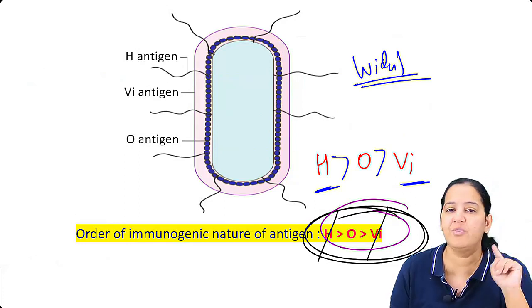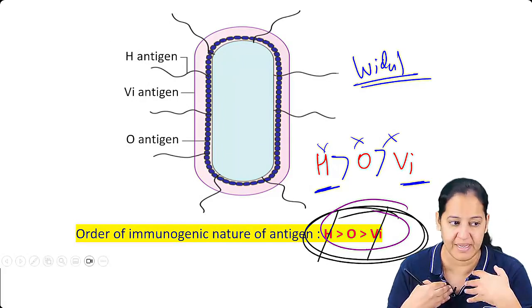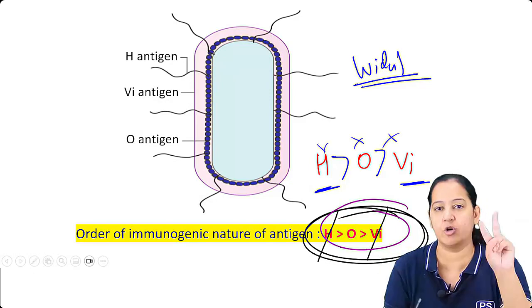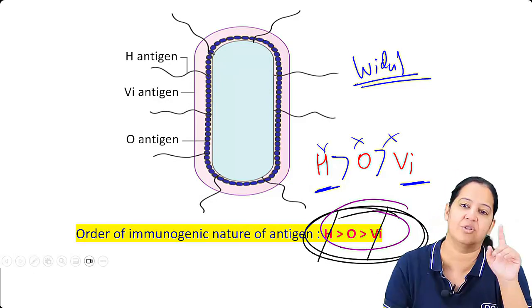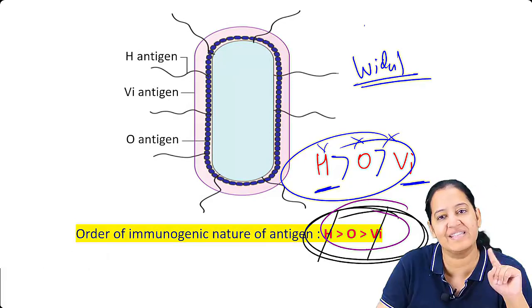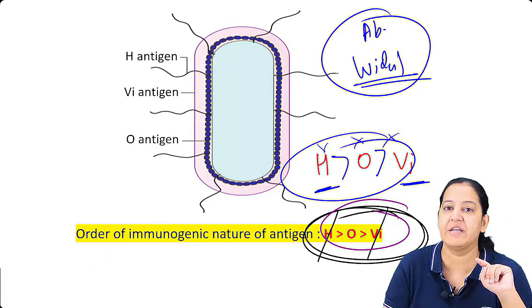So in Vidal we don't test the 3 antigen. Just suppose I'm suspecting typhoid in me. I'm having fever. I'm suspecting मुझे typhoid है. You take my blood sample. Now there are 2 options. In my blood you can test the 3 antigen or you can test the 3 antibodies. है ना? So in Vidal we test antibody. We don't test antigen. We test antibody.